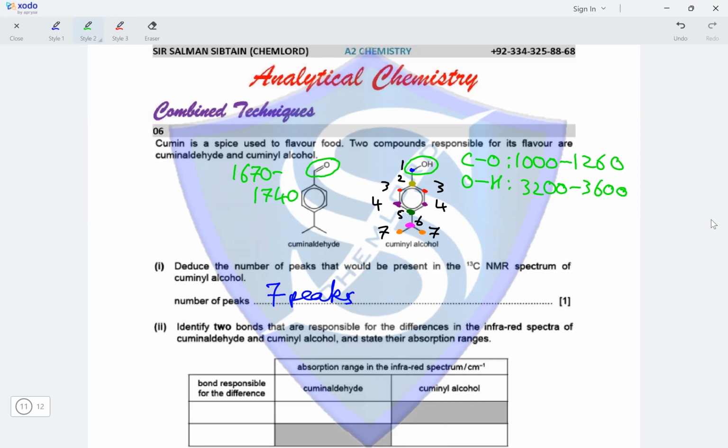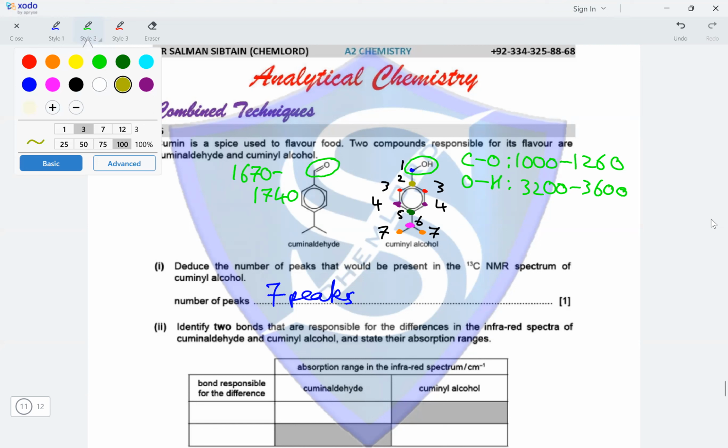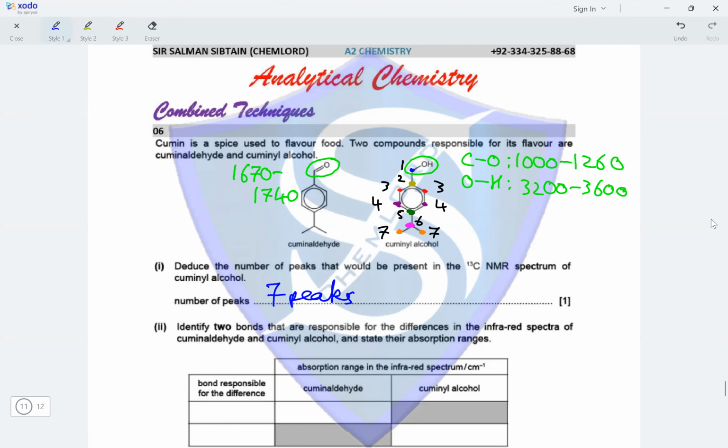So what they have asked is to give the values for the bond responsible for the difference. If we write for cuminaldehyde, it is the C=O group, and the range is 1670 to 1740 according to the infrared absorption data sheet. And in cuminyl alcohol, we've got the OH group for the alcohol, which gives us a broad peak in the range of 3200 to 3600 wavenumbers. This one can also be replaced by C-O.